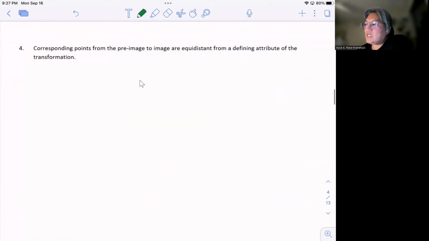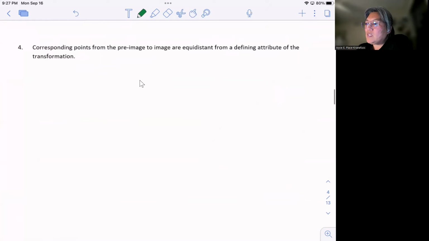All right. This one, I think, got some of us because of the language. Corresponding points from the pre-image to image are equidistant from a defining attribute of the transformation. So corresponding points, pre-image to image, that would be like A to A prime. So we're going to draw those segments between them.